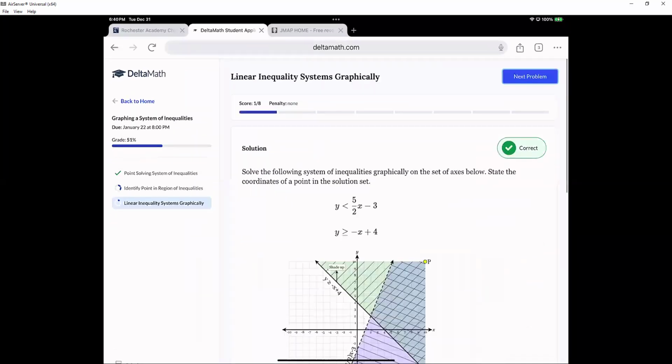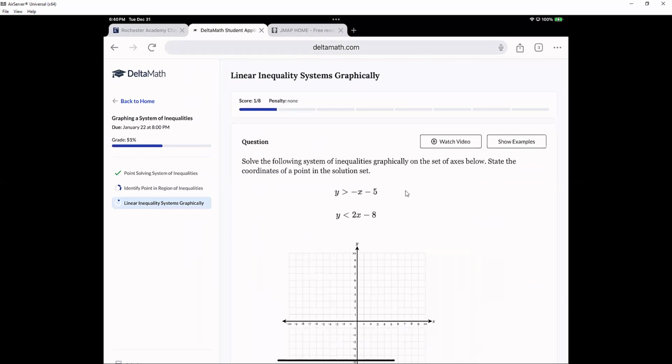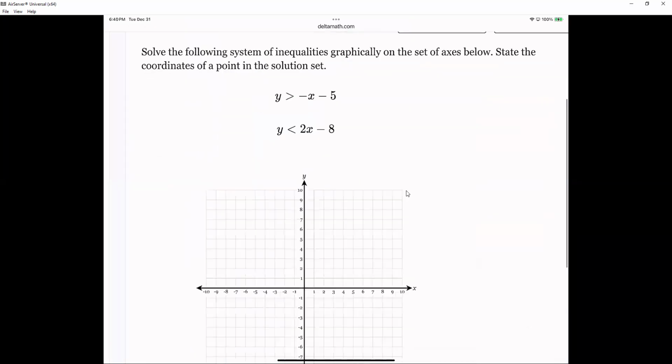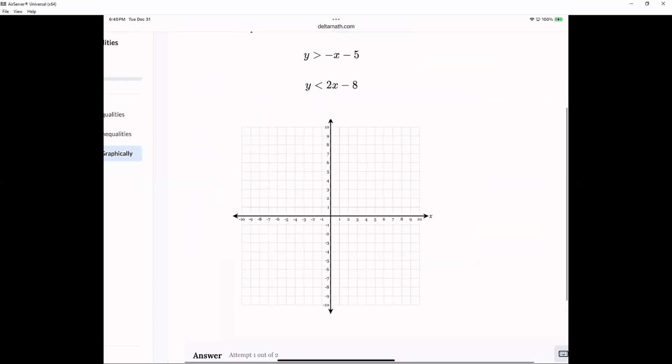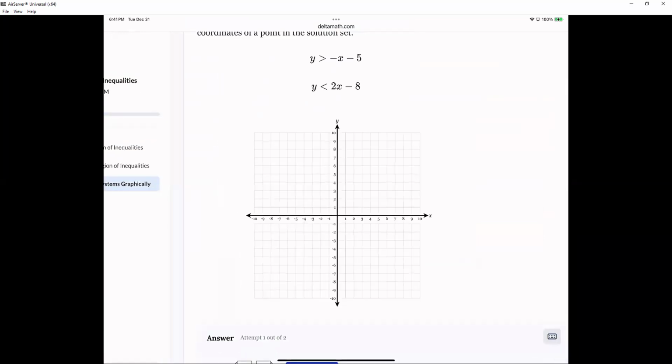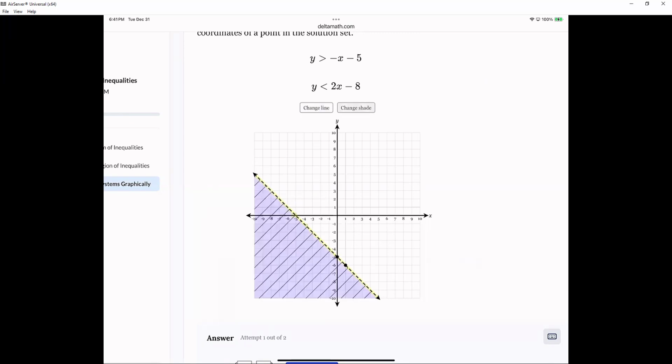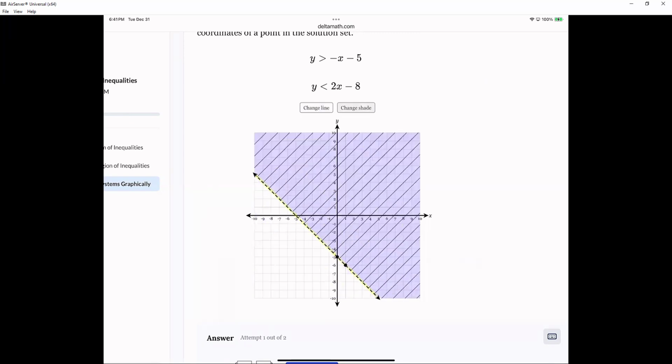Now I'm going to do it once more. Again, I want to show you guys that most of this is pretty straightforward. Let me get this blown up so you can see it. Very first thing, the y-intercept for the first one is -5, so I go to -5 on the y-axis. The slope is -1, so I go down 1 over 1. Because that first one does not have an equal sign, I change the line to a dashed line. The shading is going to be on top because it's greater than. So that's how the first line got done.